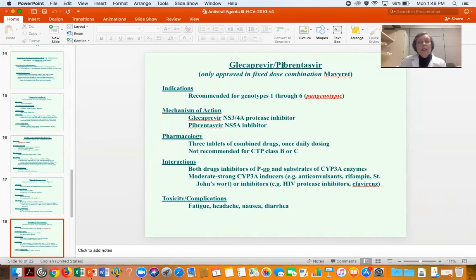Glecaprevir and pibrentasvir, this is the latest combination that's been approved. It's pan-genotypic. Glecaprevir is a protease inhibitor. Pibrentasvir is an NS5A inhibitor. It's given as 3 tablets of the combined drug. So each tablet has both drugs, but you take 3 of them once daily. And it's not recommended for CTP class B or C. Both drugs are inhibitors of P-glycoprotein and substrates of the CYP3A enzymes. They interact with moderate to strong CYP3A inducers or inhibitors, and a short list is given for each of these. They cause fatigue, headache, nausea, and diarrhea.